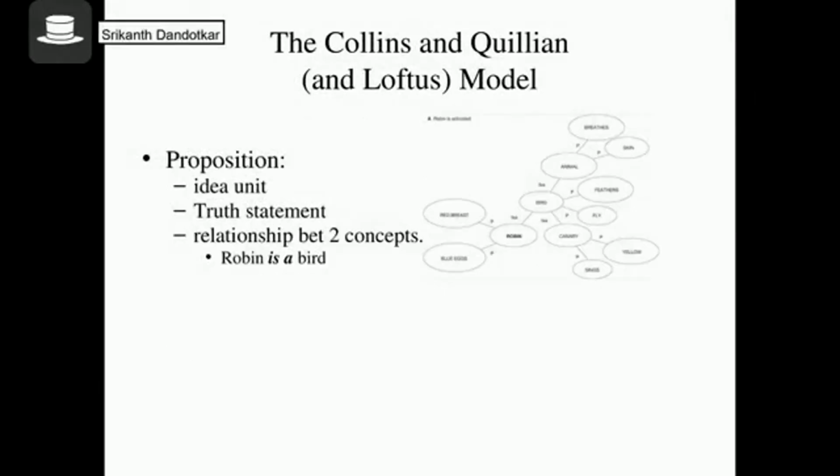Now, when you say it's a network of concepts, as you already know, a proposition is two concepts and a pathway. Two concepts and a pathway make one proposition. It is a relationship between two concepts. For instance, if you say Robin is a bird, that is a proposition that has two concepts, Robin and bird, connected by an ISA pathway.